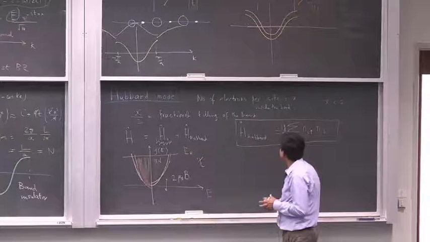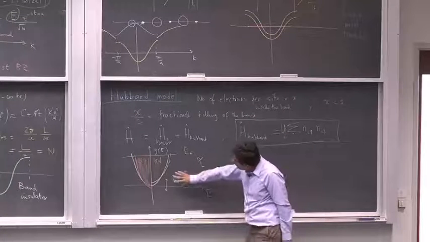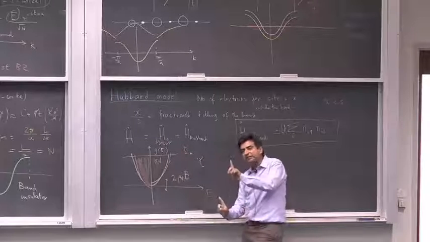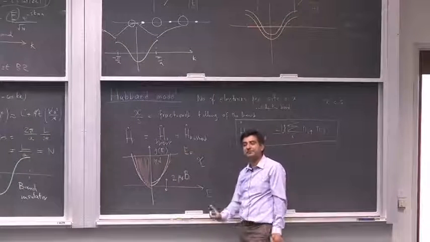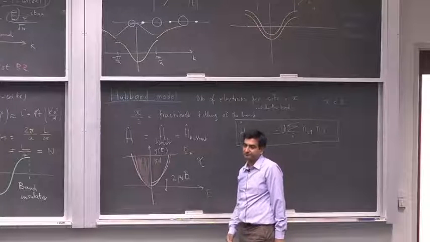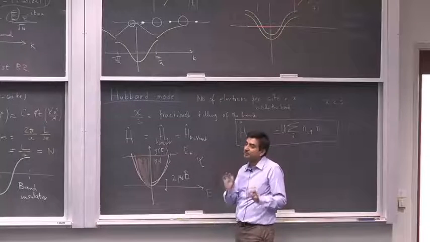So this is the Hubbard Hamiltonian, the proposed Hubbard Hamiltonian. The question is, how could we get a shifting of the spin subbands, or the spontaneous splitting of the spin subbands, in a ferromagnet, even in the absence of a magnetic field? There has to be some correlation between the electrons, some interaction between the electrons.